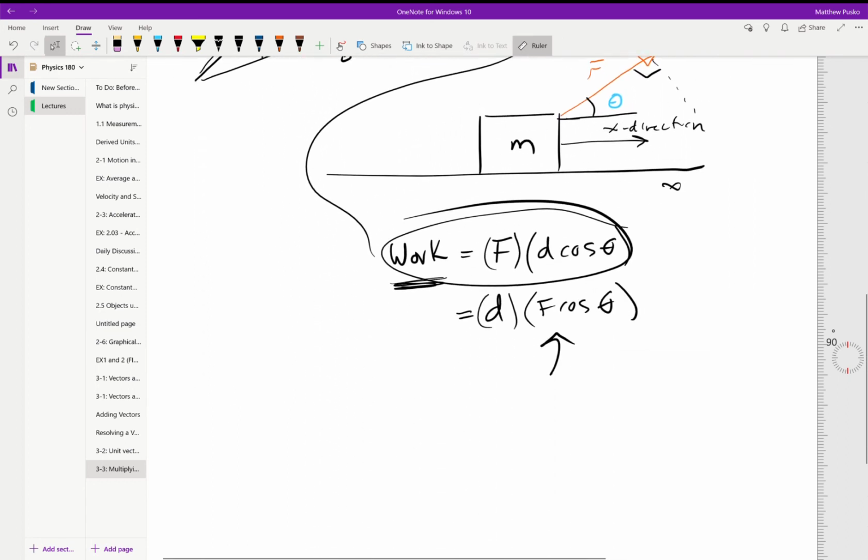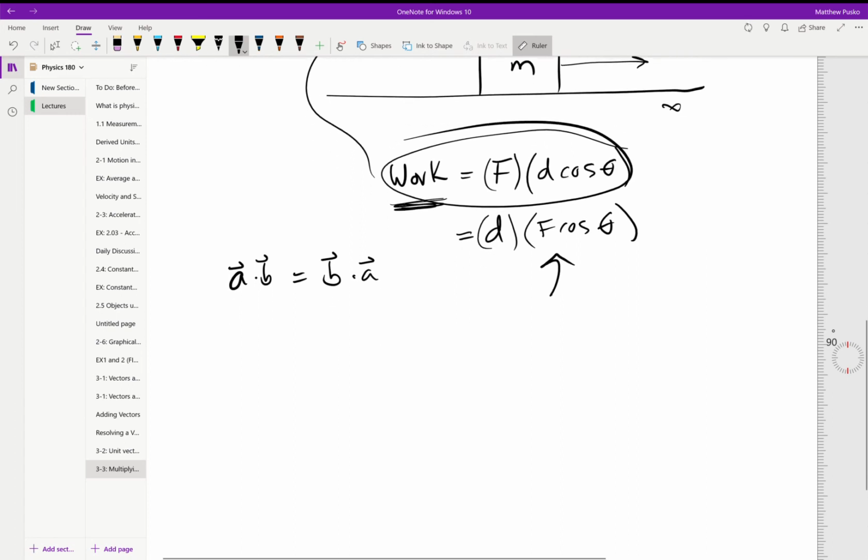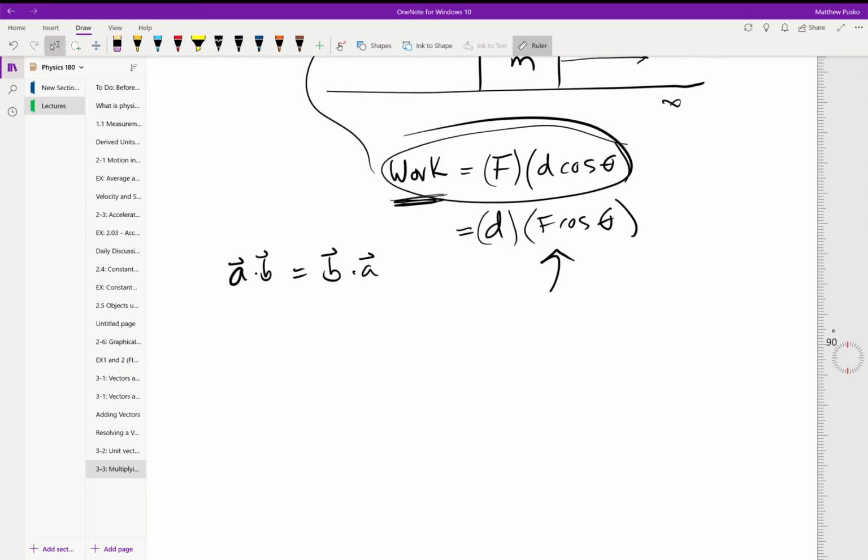So the dot product, A dot B, is also commutative. It's equal to B dotted into A. You can always flip them around and make it a little easier on yourself. It also shares properties like the distributive property.